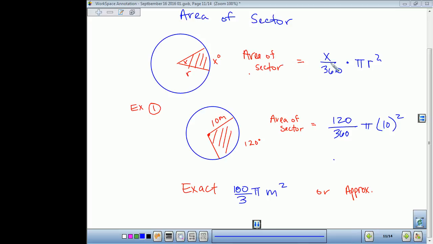So the area of the sector is part, degrees over 360, times pi r squared. Sector is what we call the piece of pie. So here's the first example: 120 over 360 times 10 squared times pi is 100 thirds pi. And as a decimal, what do you guys get? 104.72 meters.